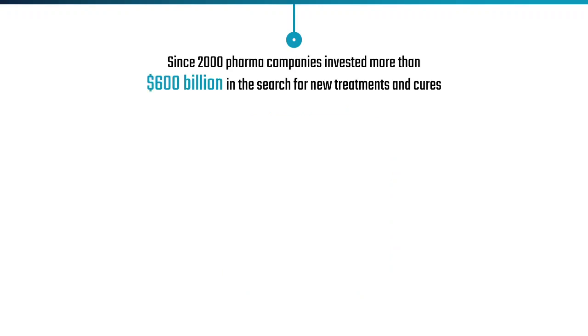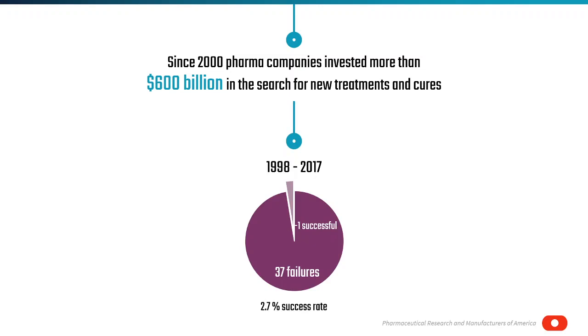So there's a big incentive for companies to invest money into searching for new treatments and cures. And this is what's happening. Since the year 2000, pharma companies have invested more than 600 billion US dollars in the search for new treatments and cures. However, for every successful treatment that has been found, there have been 37 failures. So there's an incredibly low success rate.